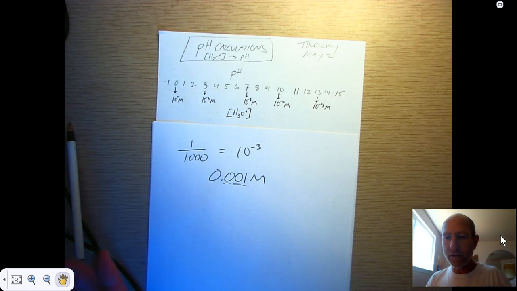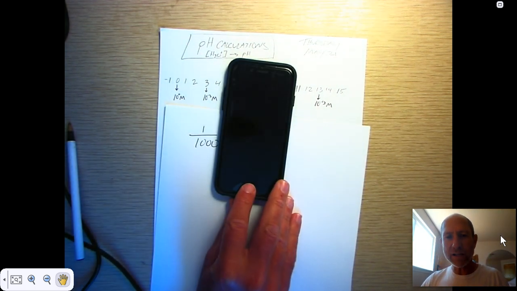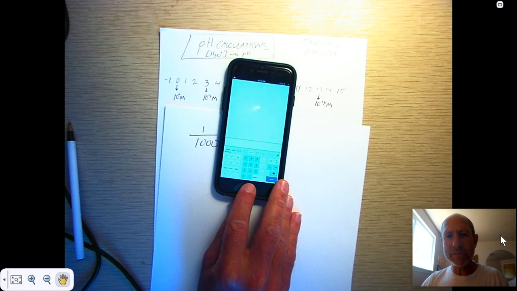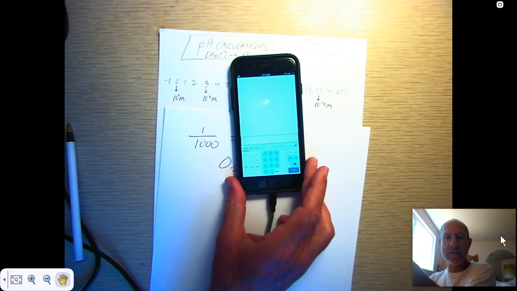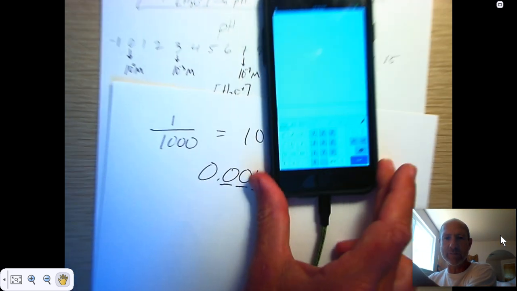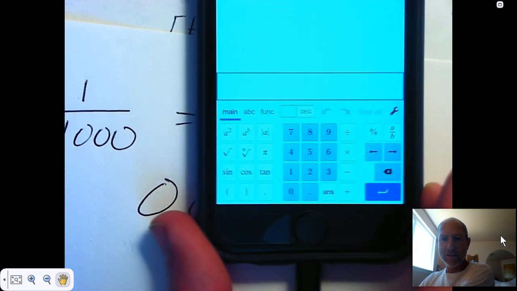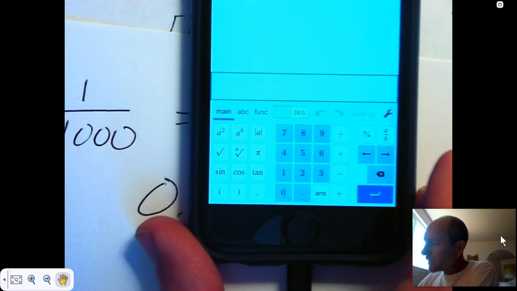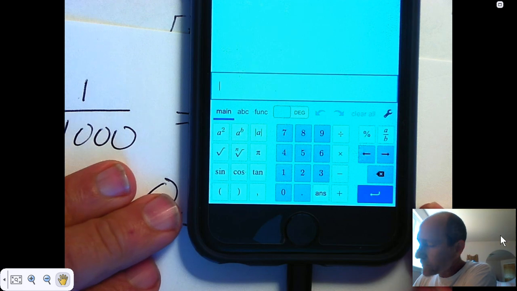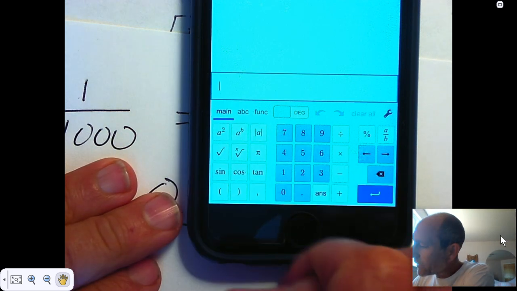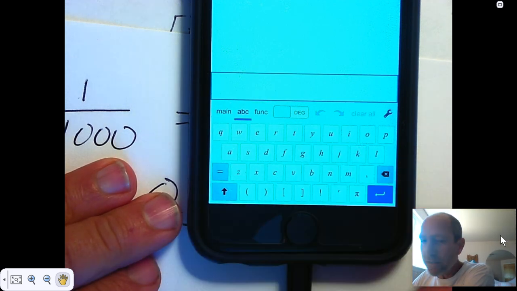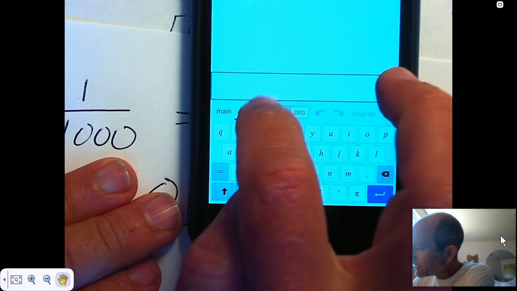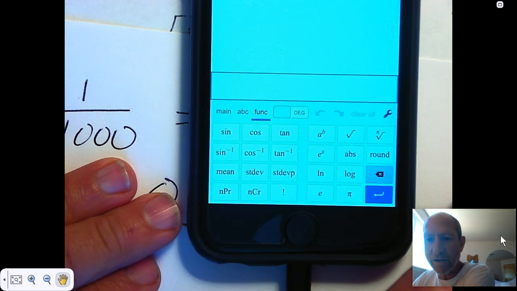This is the part where humans came in. So if you got your calculator here and you can open up Desmos like this, I'm going to zoom in on this so you can see these buttons. Okay, so there's 3 menus in here. There's the main menu where we are right there. There's keyboard right there. And then there's functions right here.